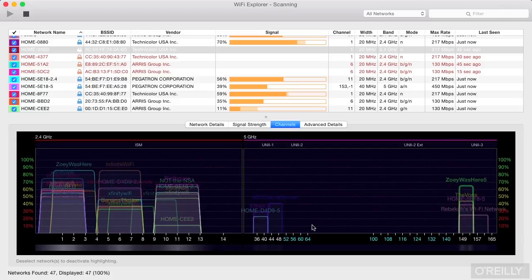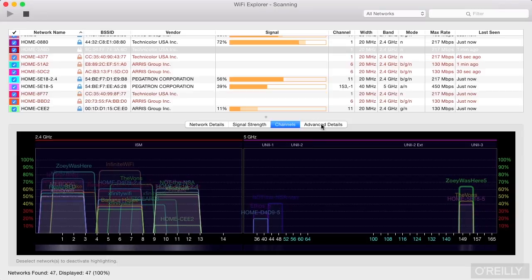Now we've got the different channels. Again, this shows us everything. And we can see that the network that we were just looking at here is actually a little bit harder to find with all of the other networks available.